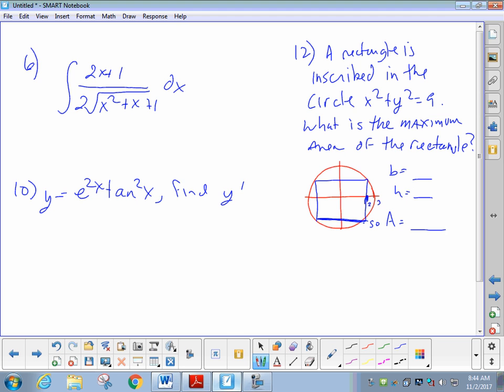Okay, all right, did you talk it over? Have you had enough time to give it a good go? Okay, so the first one, hopefully that went well. What is u? X squared plus x plus 1. Therefore, du is 2x plus 1 dx. If you didn't write that in, write it in.